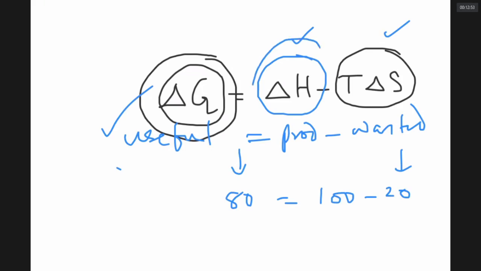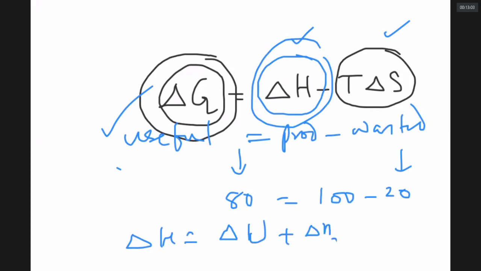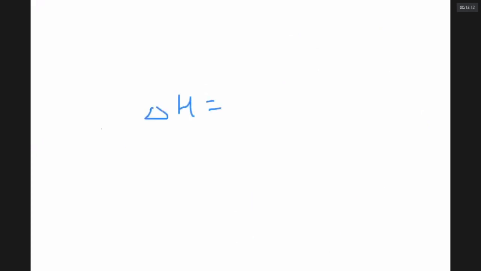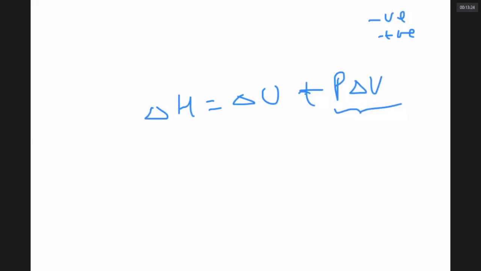But this enthalpy change delta H is always equal to internal energy change plus delta nRT. Yes, sir. Or delta H is equal to delta U plus P delta V. P delta V means work done. The work done can be negative or it can be positive. If the gas is expanding, it is negative. If the gas is compressed, it is positive.